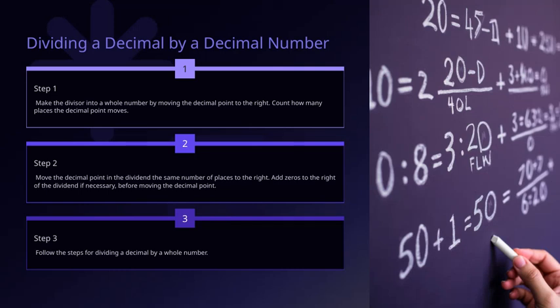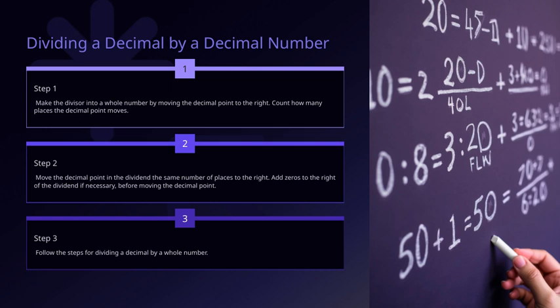All right, let's walk through how to divide a decimal by another decimal step by step. First, in step 1, we want to make the divisor into a whole number. To do this, we move the decimal point to the right until the divisor is a whole number. It's important to count how many places we move the decimal point, because we'll need to move the decimal in the dividend the same number of places later on.